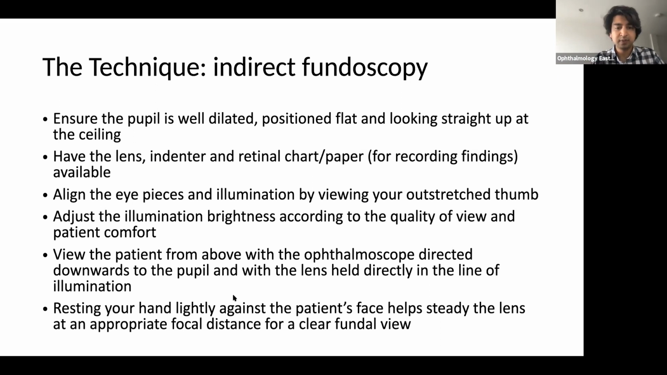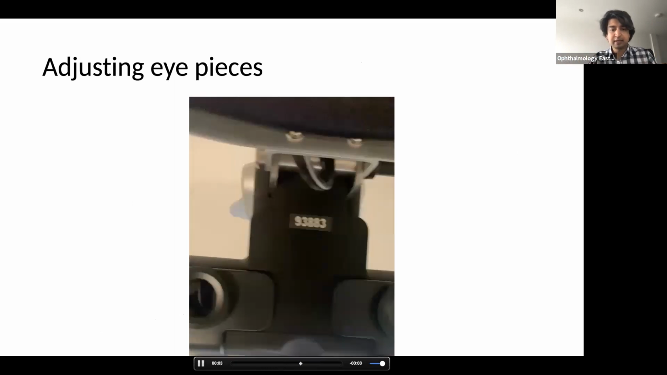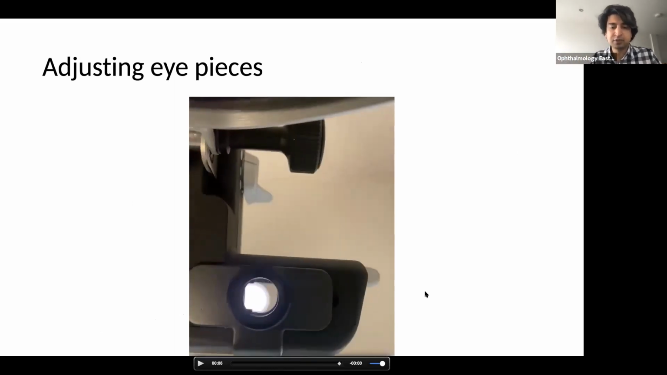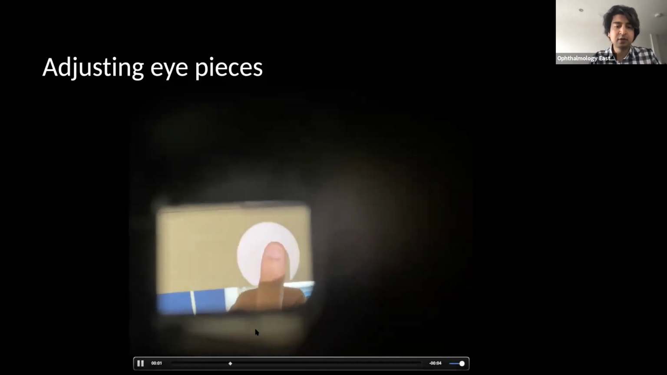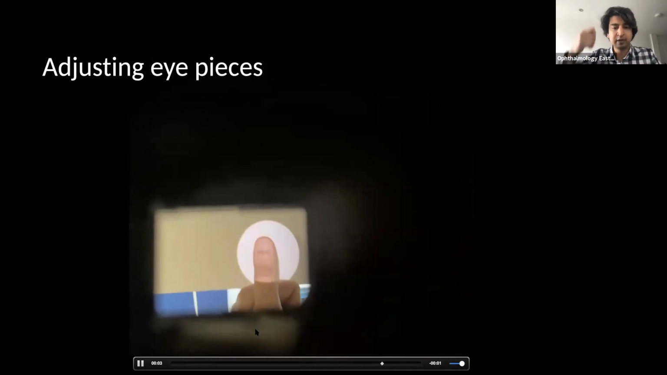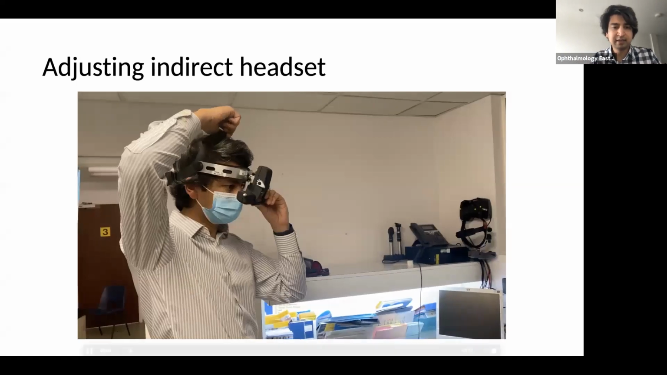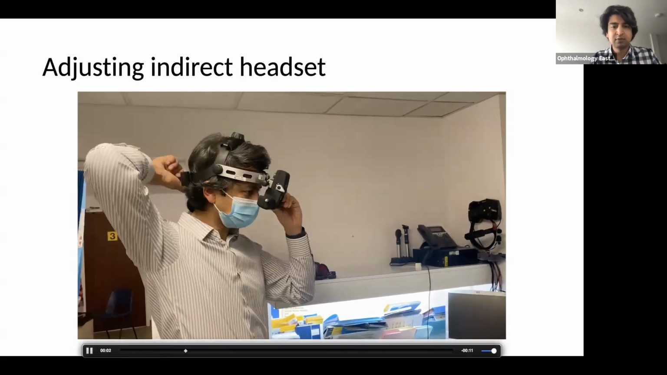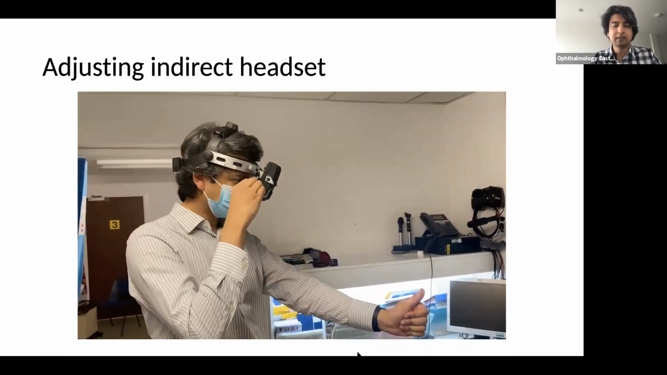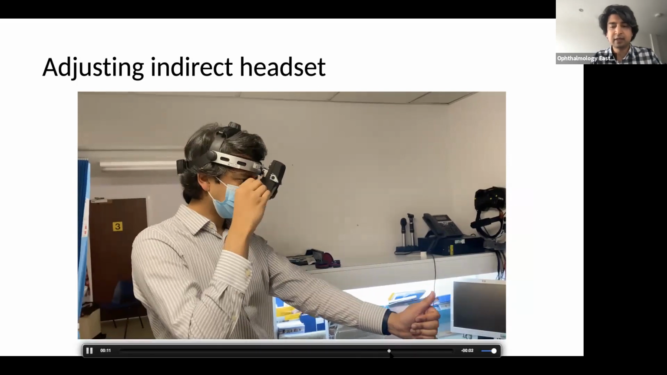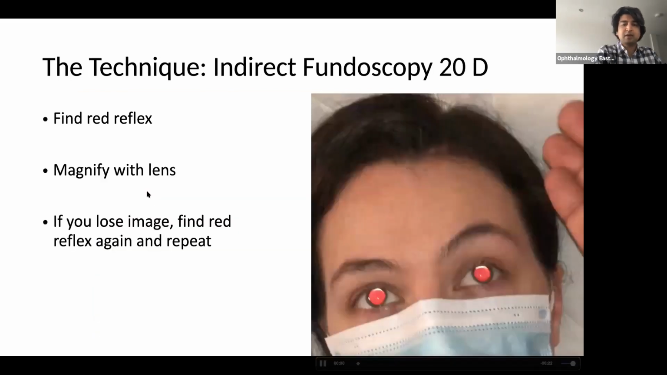So these are the eyepieces, and you can adjust these by sliding the plastic at the bottom so that it fits your pupillary distance, and you stick your thumb out so that it's in the center of that image, and you can also adjust the vertical height of that using the indirect. So this is me adjusting the indirect. I close one eye, I look at my thumb, and then close the other eye, I look at my other thumb to make sure that I can see the circle right in the center of where my thumb is, and then I'm ready to go.